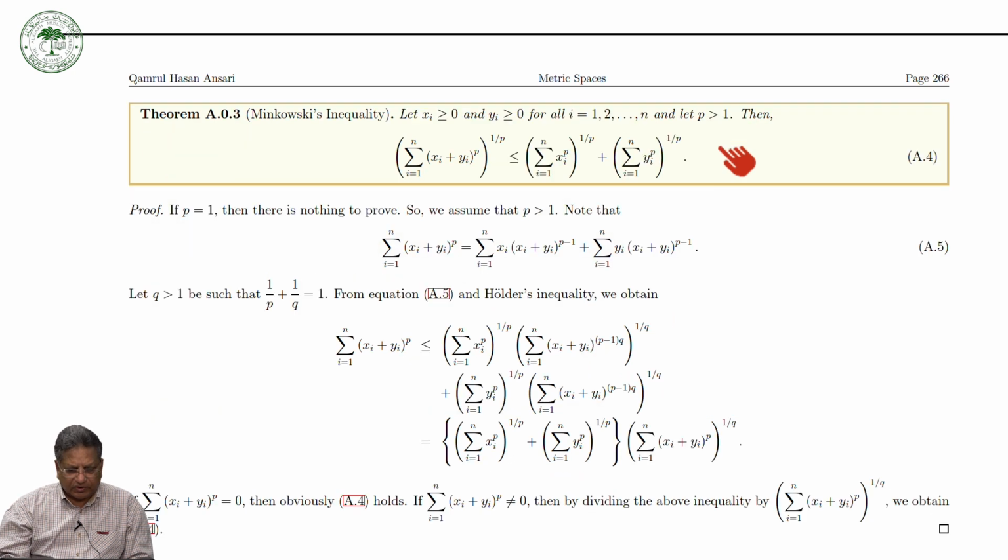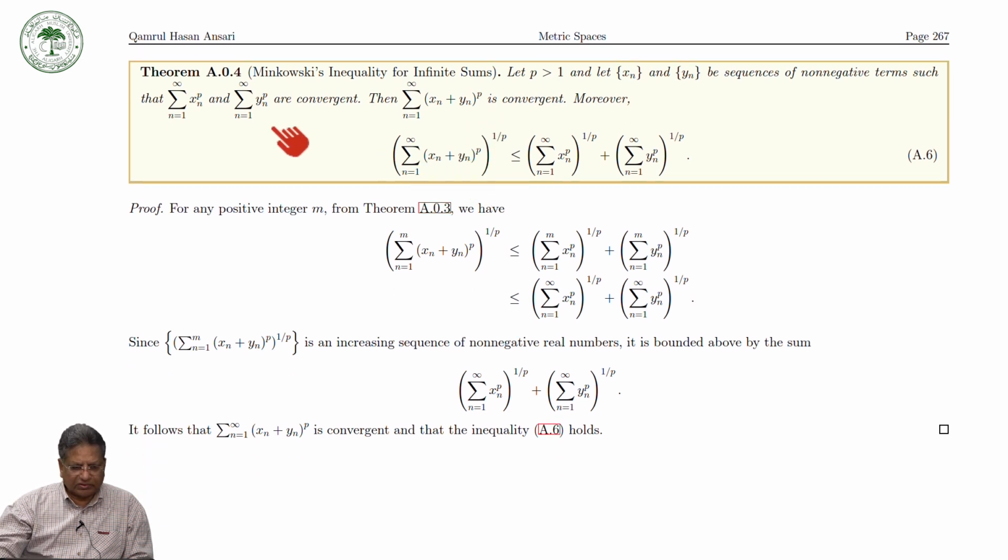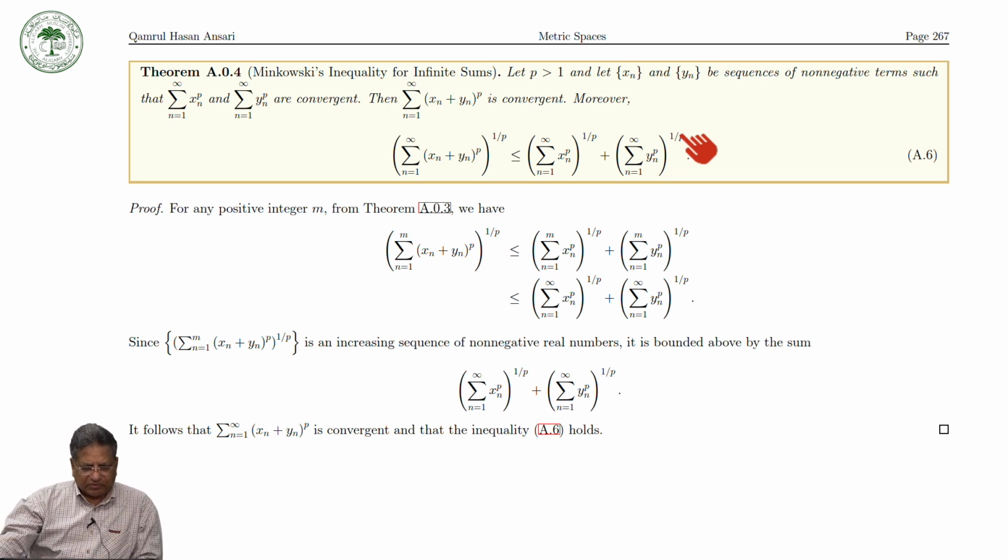Now in the previous result we are taking the summation where i runs from 1 to n, that is, finite sums. Here is the finite sum. So the next result is for infinite sums. Here we have x and y as sequences of non-negative terms such that these two series are convergent. Then this series is convergent, and not only this, this term is less than or equal to this plus this one. So this you can prove by using the previous theorem.